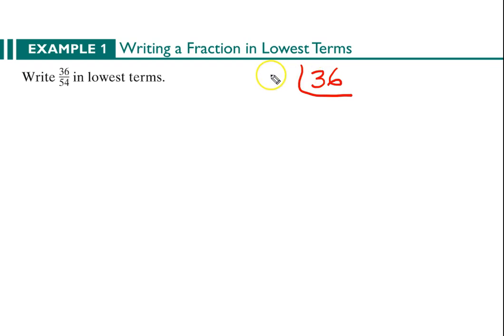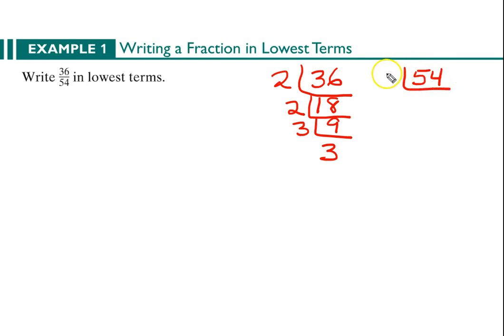This is even, so we know we can take a 2 out. And that's 18. That's even, we can take a 2 out. And then we get 9. And then we get a 3 and a 3. So these are the prime factors of the 36. And 54 is even. You can take a 2 out and get 27. Now here you can't take a 2 out, but using that rule of 3s, 2 and 7 add up to 9, we can take a 3 out.